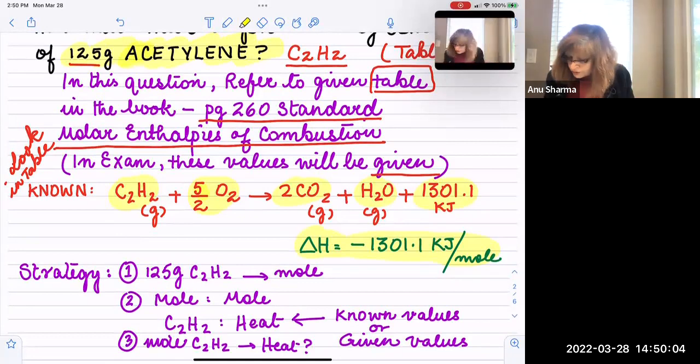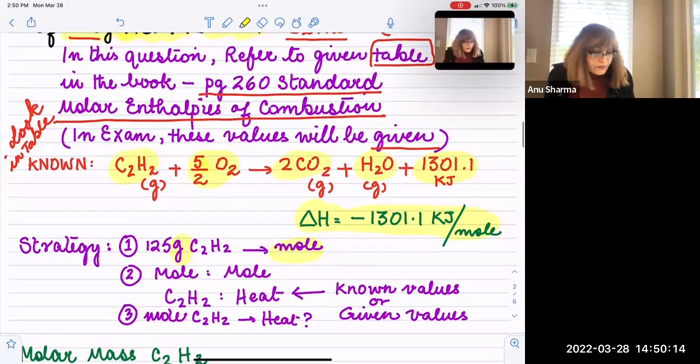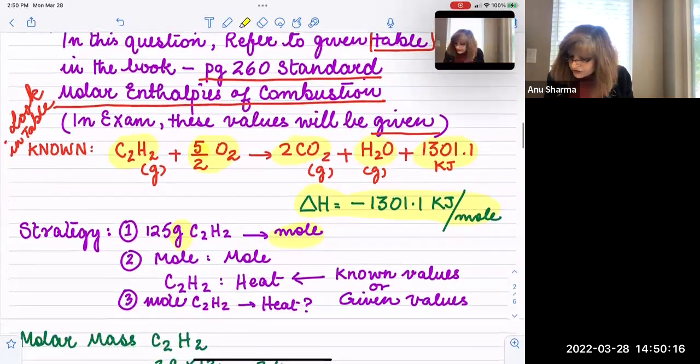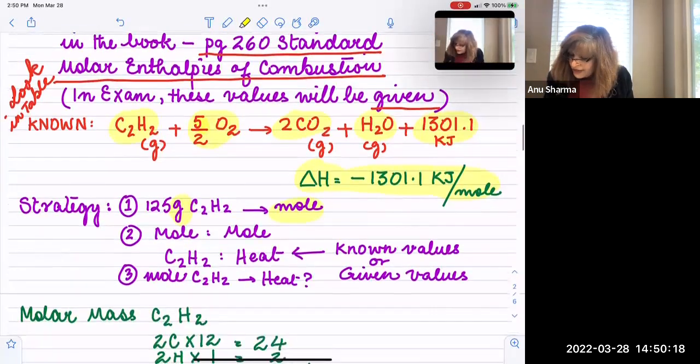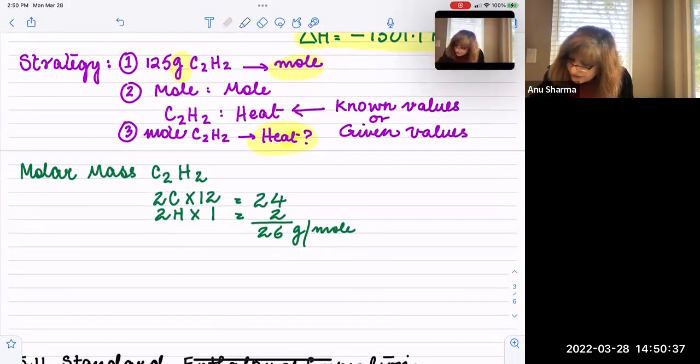You always have to convert to moles. So take the grams of whatever substance is given, and always convert it to moles using the molar mass. Next, look at the mole to mole ratio from the given reaction. 1 mole of C2H2 is giving you 1301.1 kilojoules of heat, right? Next, whatever moles you get in step 1, you apply them, and based on that, you can get the heat.